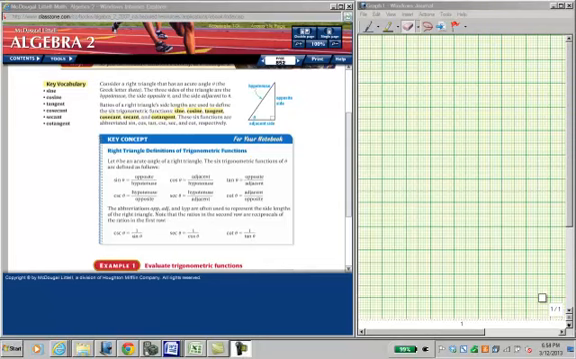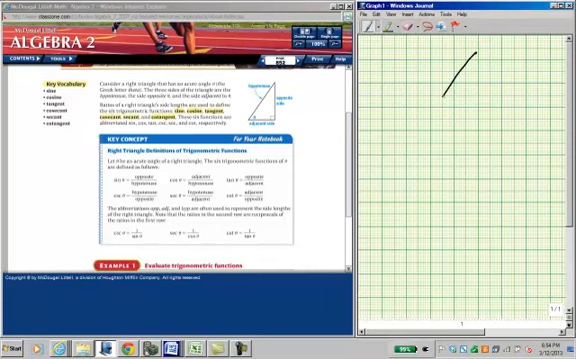So we start out with right angle trigonometry. This picture here is extremely important. Let's take a look at it in more detail. It's absolutely essential that it's a right triangle.